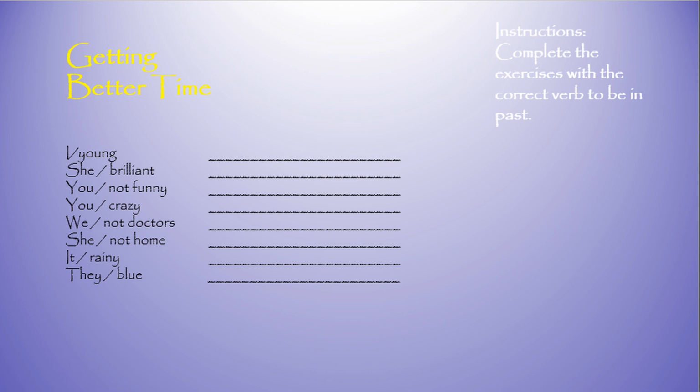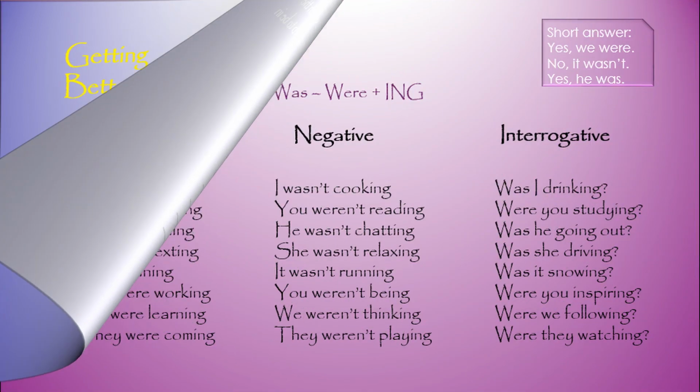Okay, let's get better. Complete the following exercises just by placing the verb be in the past. For example, I young. The verb be for I is was, so I was young. Complete the rest of them, and if you have doubts, please write me. I will gladly read you.